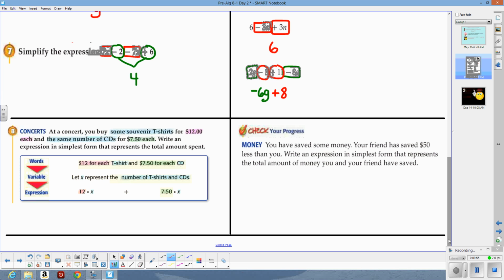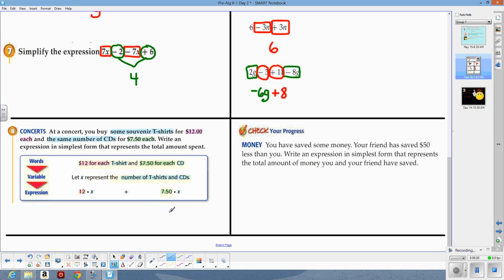The last thing we're going to do is write an expression from a word problem and then combine like terms if needed to simplify it. It says, at a concert you buy some souvenir t-shirts for $12 each and the same number of CDs for $7.50 each. Write an expression in simplest form that represents the total amount spent.